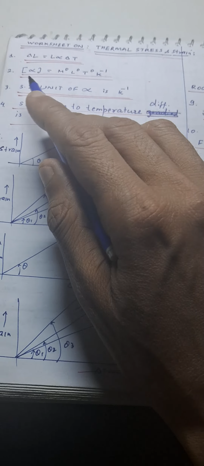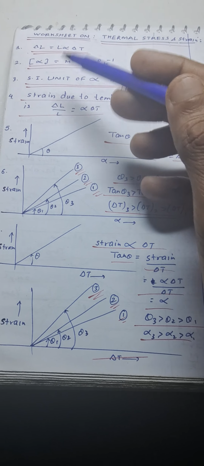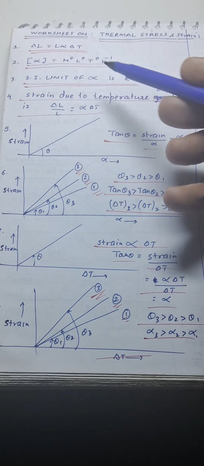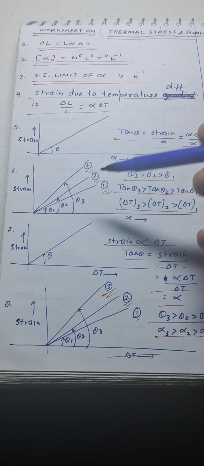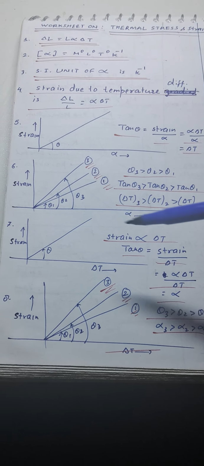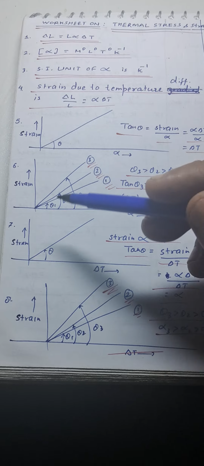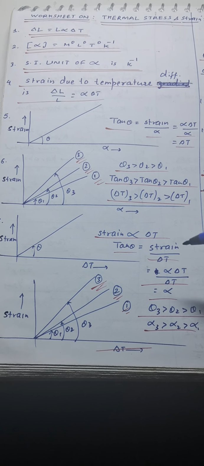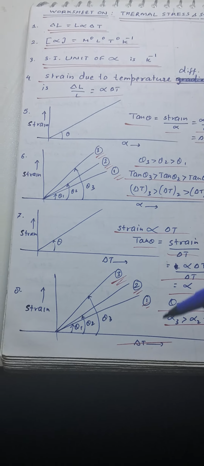So next one we have worksheet on thermal stress and strain. So basically related to the change in length, the coefficient of linear expansion alpha, SI unit, strain, graphs corresponding to different things, comparison of three different materials, then strain proportional to delta T, then comparison for three different materials, three different temperatures.